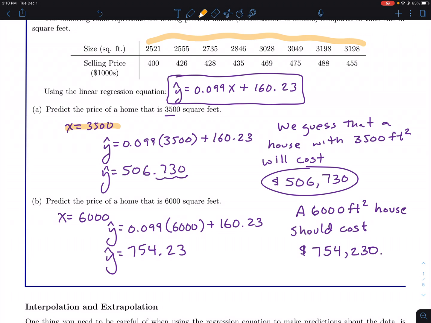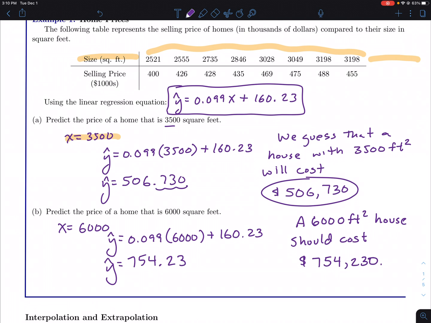Since the line was based on those values, if you're interpolating data using values that are in between those x values, then you probably are going to get a better estimate than if you go either above the data or below the data. So if you're in this area of the graph, this would be interpolation.